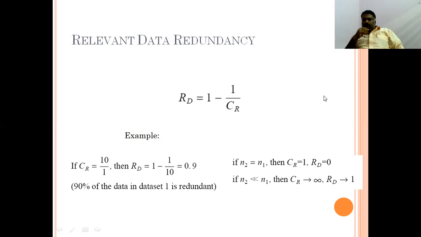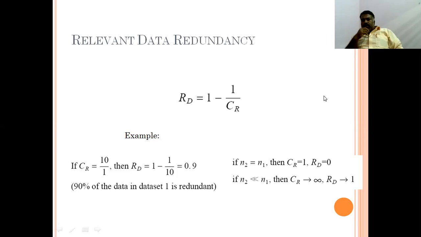So the relative data redundancy RD is equal to 1 minus 1 by CR, where CR means the compression ratio. At least one content, one piece of information or one data set should appear repeatedly. At least one, and at most there is no restriction. So this is the mathematical expression used to express the relative data redundancy RD.